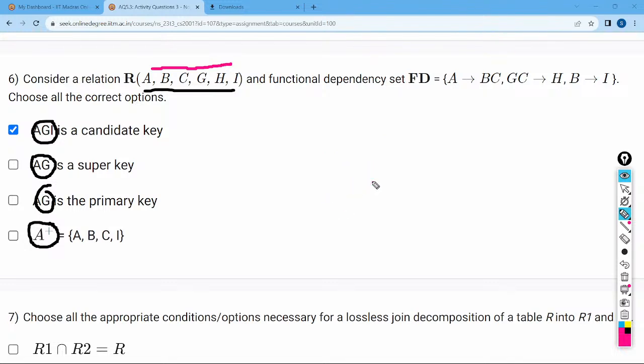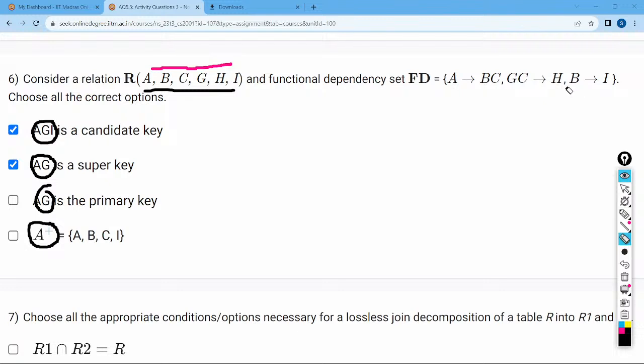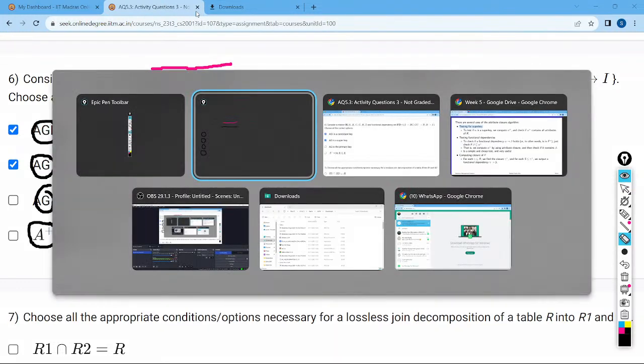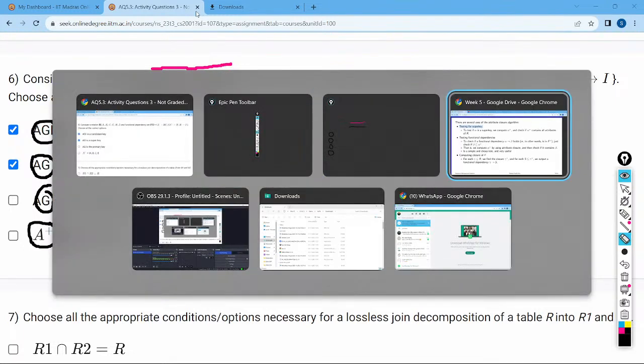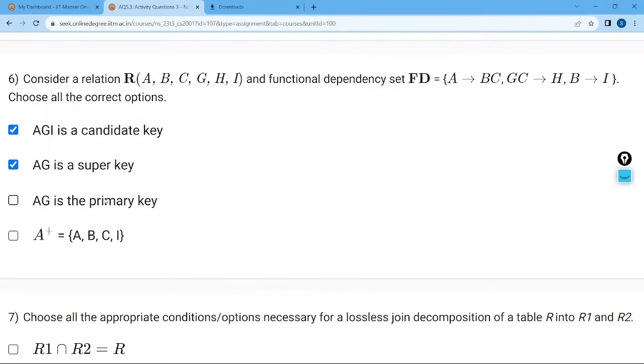Okay, so this is something which is darker, right? Let's check for AG. From A we can measure BC, and since we are measuring BC, we can also measure H. So yes, AG is a super key. Is AG a primary key? Yes, we can also consider it as a primary key. From the Venn diagram, if anything is a super key, it is automatically a primary key. So yes, AG is also a primary key.